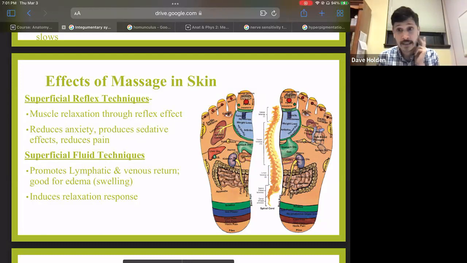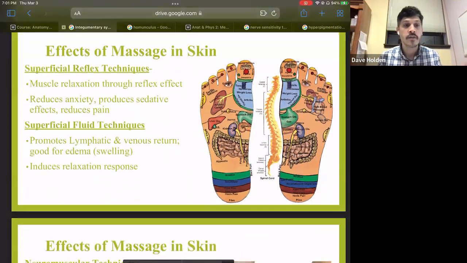It's a very safe technique, right? There's no damage, as long as you're not going crazy. It's a very safe, very effective way of releasing natural endorphins, promotes stress relief, decreases anxiety, and just feels good. So moving on. That was my superficial reflex technique, by the way. That's the one I'm showing you. I'm not going to talk about reflexology. Moving on, we'll talk about superficial fluid techniques.